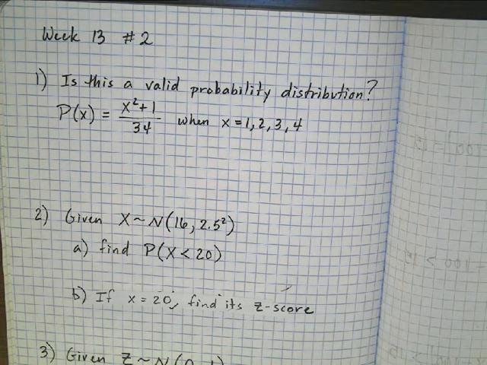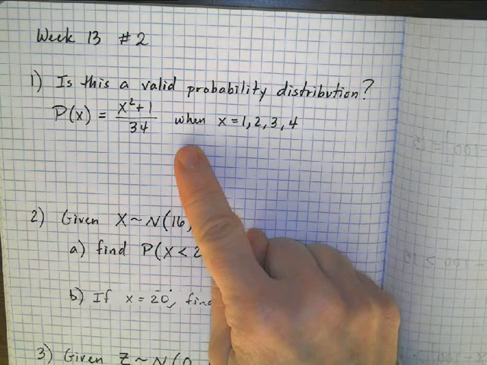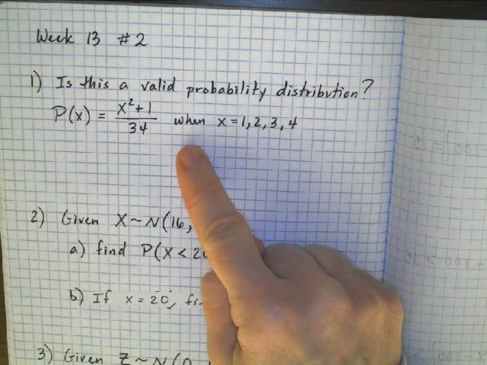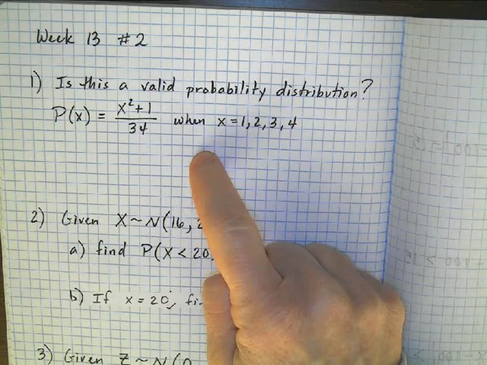So here is our warm-up for today. First question, is this a valid probability distribution? So go check your notes about probability distributions. There's 2 rules that have to be satisfied for something to be a valid probability distribution. So go check your notes and do that problem.